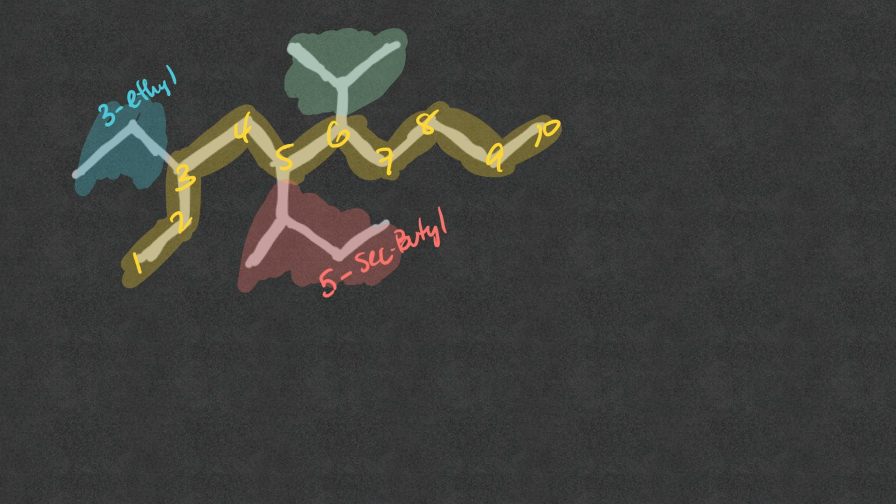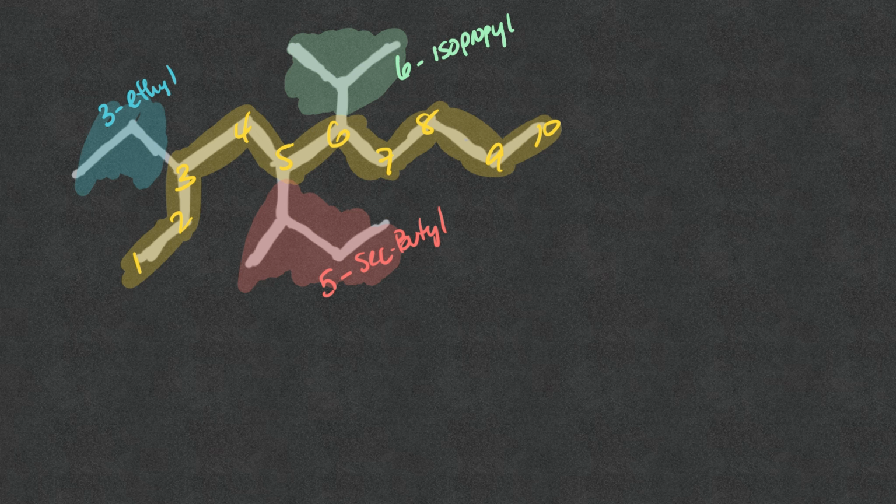Then we have the carbon at the top here, carbon 6. It has its own substituent. Now you notice this is a propyl, but the configuration is that the second carbon is what's attached to the main body here. So this is an isopropyl.